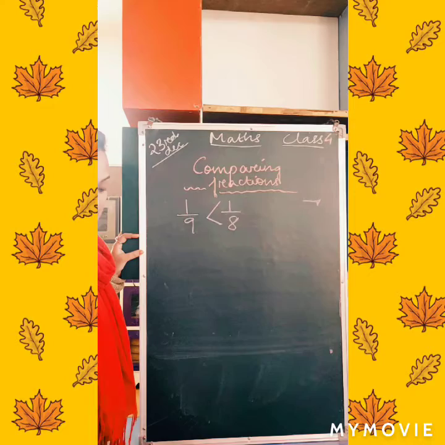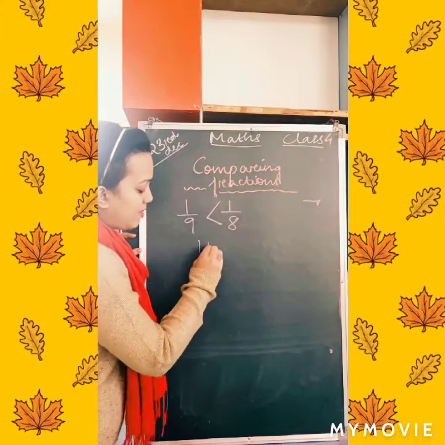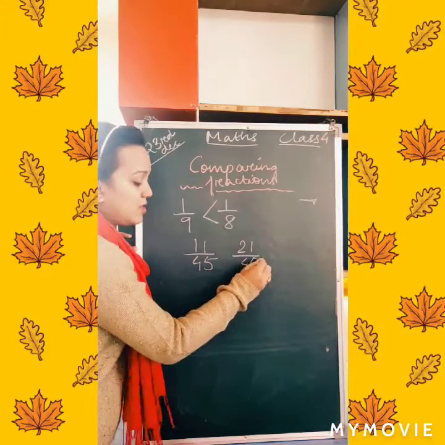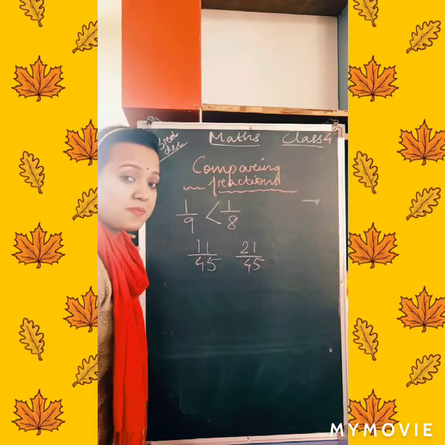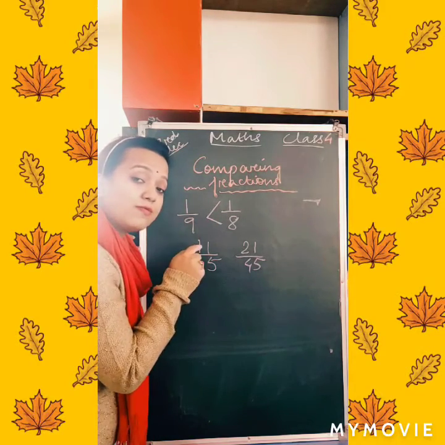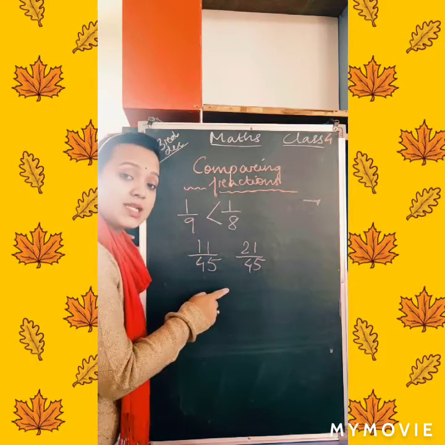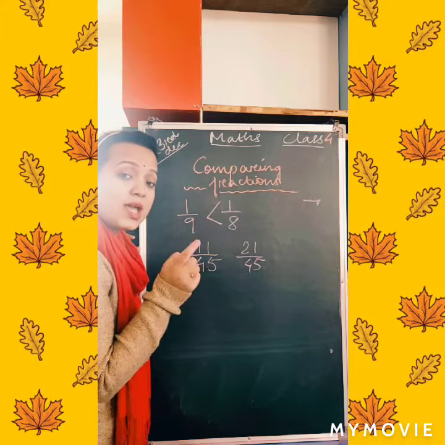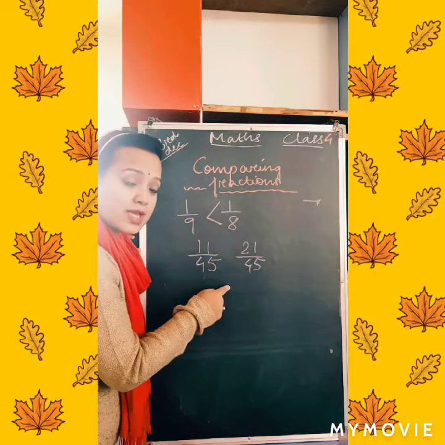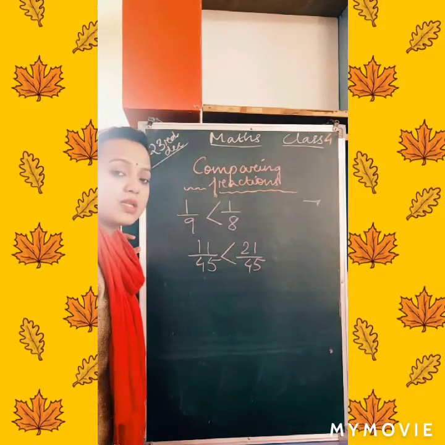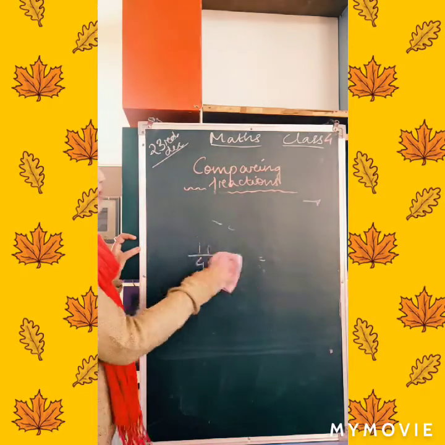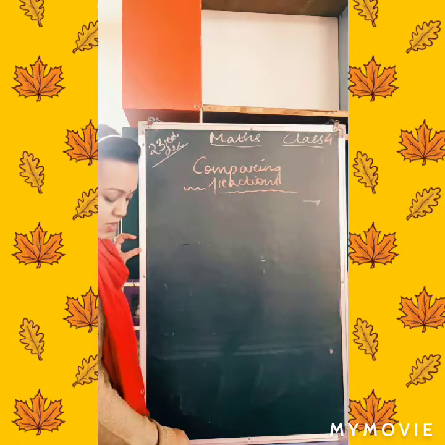Okay. So similarly, if I give you another number, suppose 11 by 45 and 21 by 45. See students, here denominators are same. So that means it is a like fraction. Under like fractions we have learned that when the denominators are same, the fraction having the greater numerator is always greater. So here you see 21 is greater. So 21 by 45 is greater than 11 by 45. Like this, you are going to solve a few questions, okay?